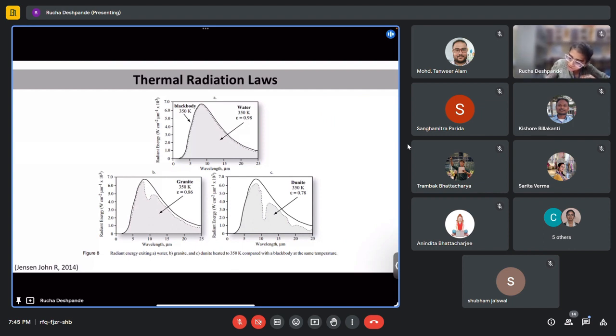So these are some examples of black body radiation curves of real world objects. For water, the emissivity is very close to that of a black body, around 0.98. That is why the curve of water is very close to that of a black body. Then we have granite and dunite, where the emissivity values are 0.86 and 0.78 respectively. Here the curve will show features like a selective radiator.